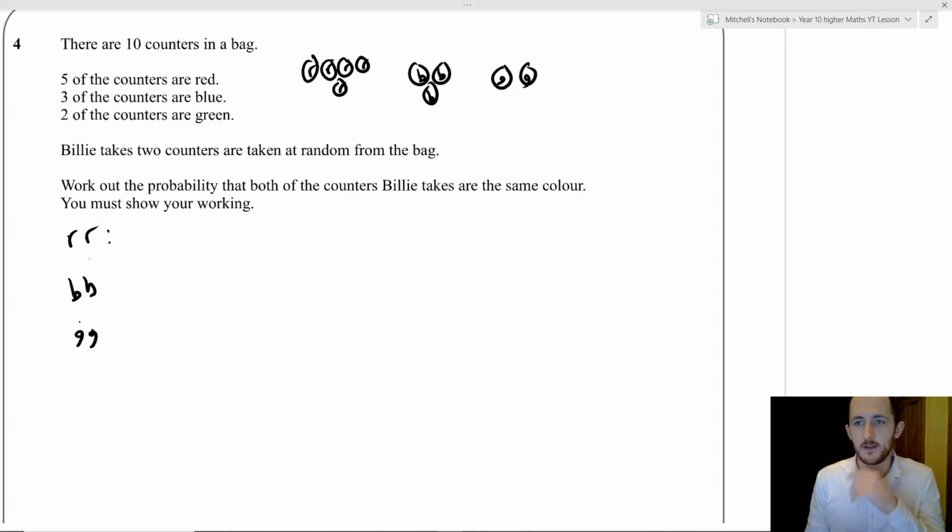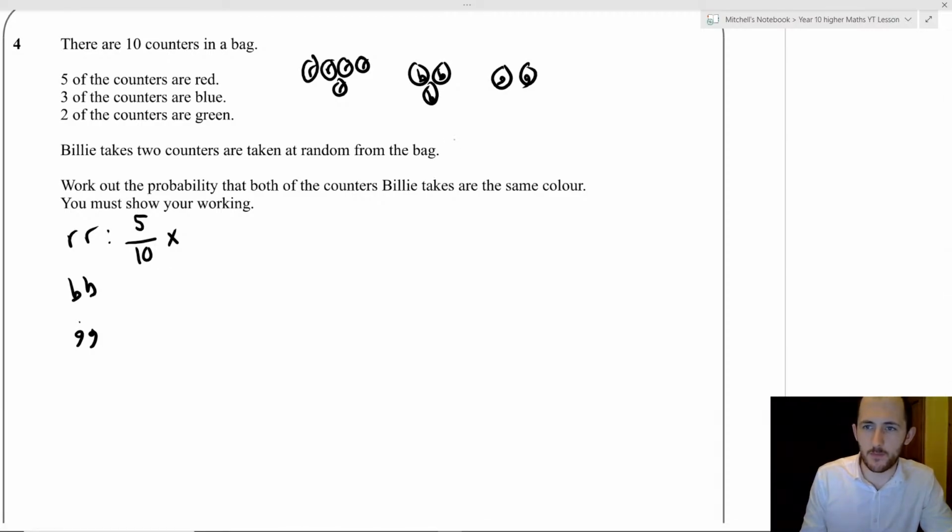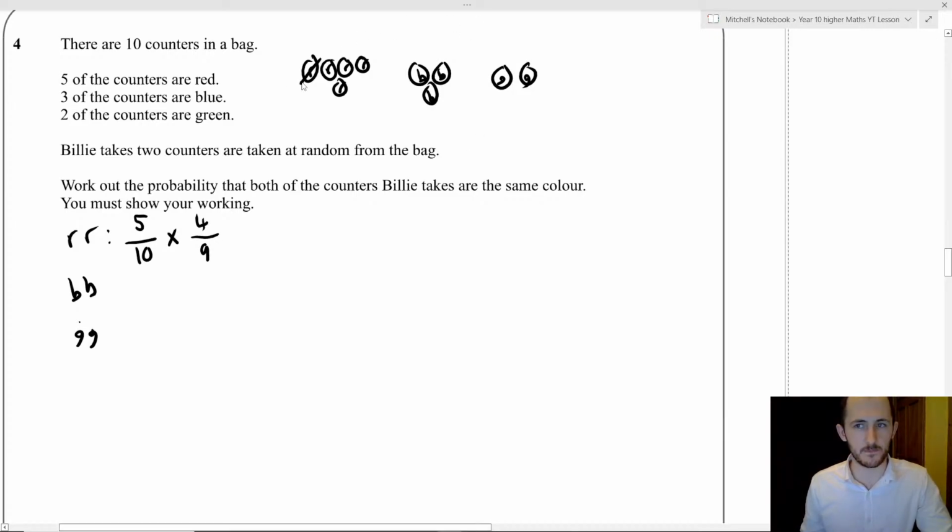For 2 reds, well, how many reds do we have at first? Well, we have 5. And how many counters? We have 5, 6, 7, 8, 9, 10. And again, because it's and, we need to multiply. And we get rid of one of the reds. We have 4 reds left over. And there's 9 counters left over. Again, just feel free to stop me if any of this doesn't make sense.